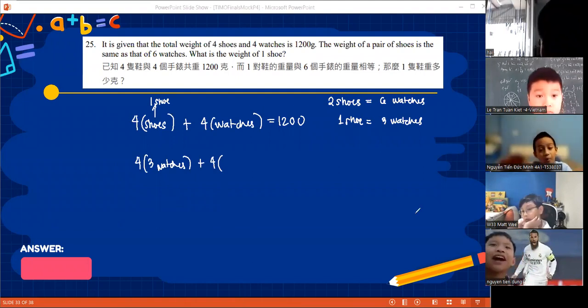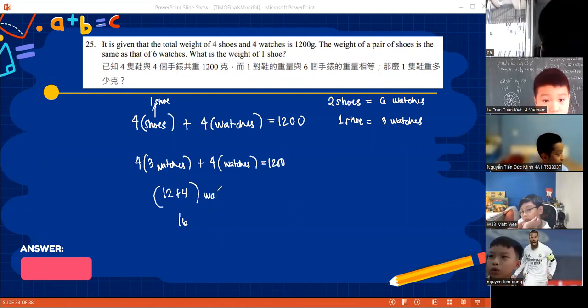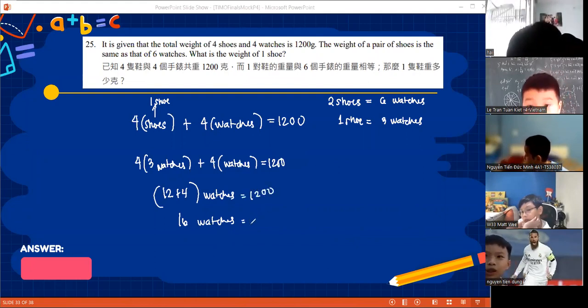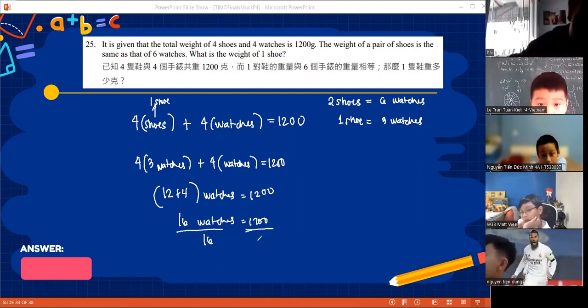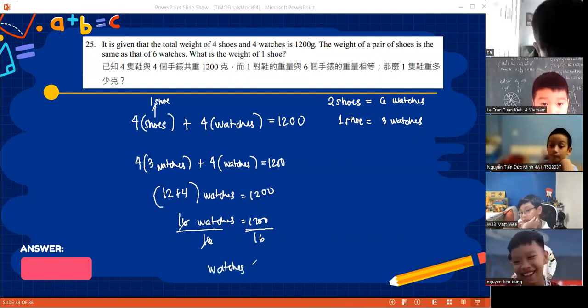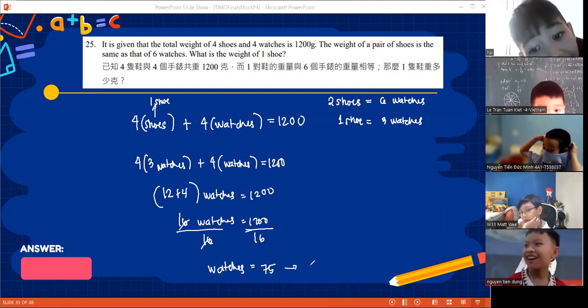Okay, that is equal to 1,200. So this is 12 watches plus 4, that is 16 watches. So that's equal to 1,200. So divide this one by 16, divide this one by 16 also. So the watch would be 75. Okay, so this is only for 1 watch.